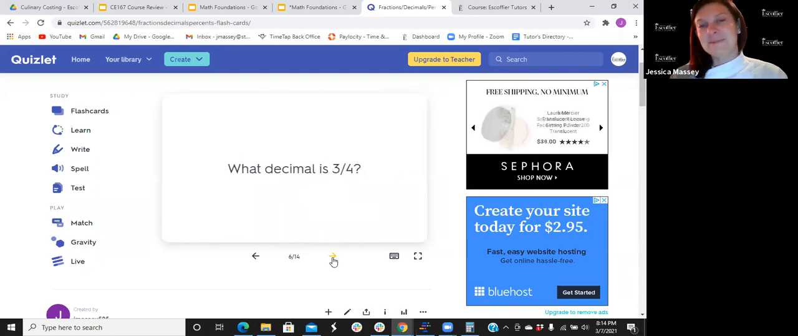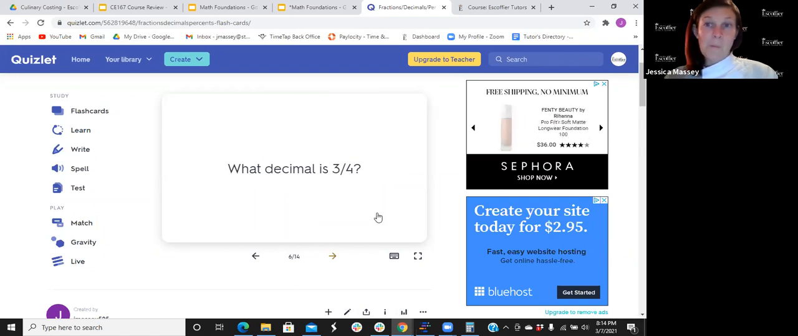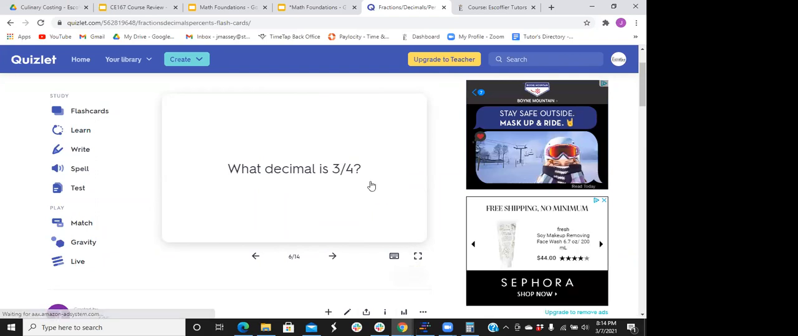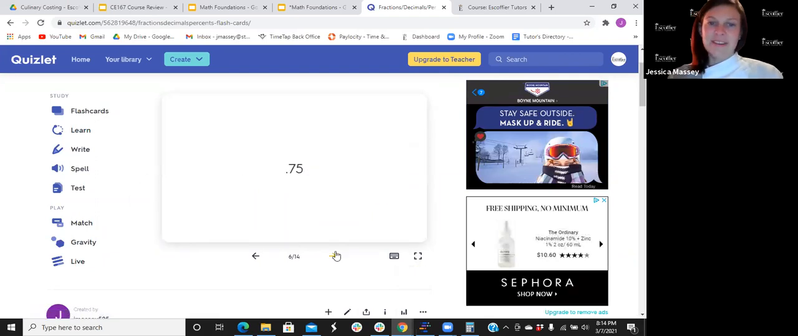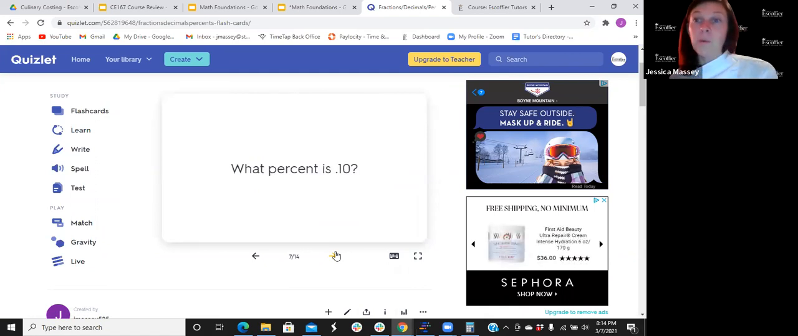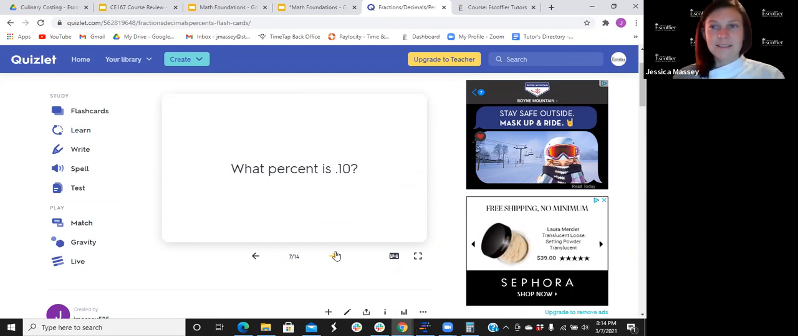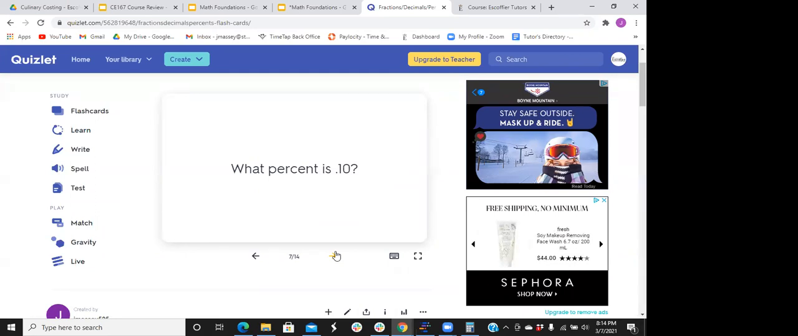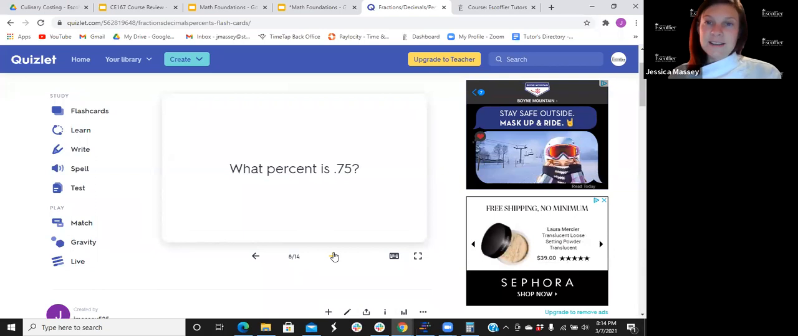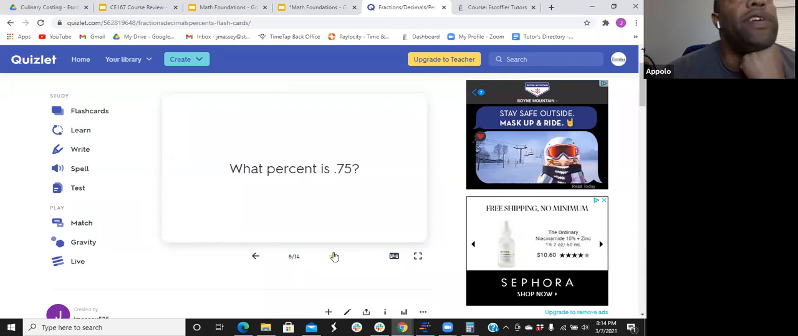How about this one? What decimal is 3/4? 0.75. Yeah, nice job. Perfect. How about what percent is 0.1? 0.10 to be exact. 10%. Yeah. Nice job. How about what percent is 0.75? 75%.